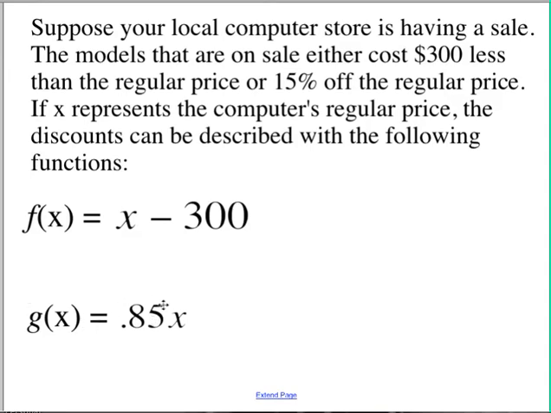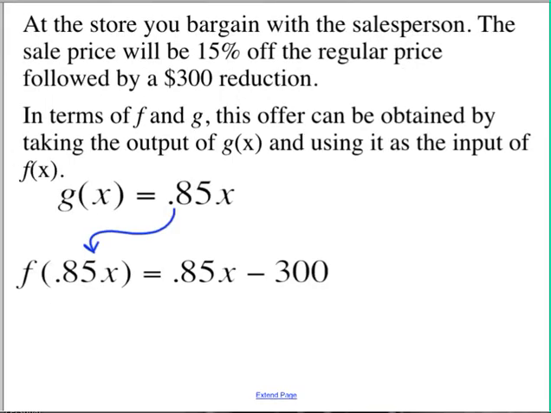So just remember with percentages, when you have a discount, it's always 1 minus the discount to see what your multiplier is. This is just telling us that we have 85% of the cost left over. So then it says, at the store you bargained with the salesperson. The sale price will be 15% off the regular price, followed by a $300 reduction. So in terms of f and g, this offer can be obtained by taking the output of g of x and using it as the input. This is called composing functions.